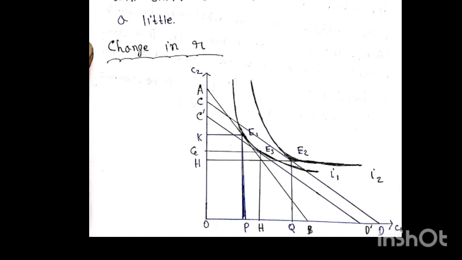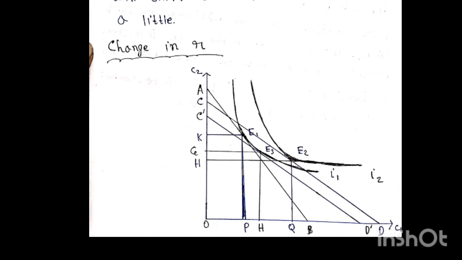Then we also create a new indifference curve, and with a new budget line and new indifference curve, we have a new equilibrium E2. In respect of this equilibrium, our new consumption of present period is OQ, and our consumption of future period has decreased to OH. So what is happening here?